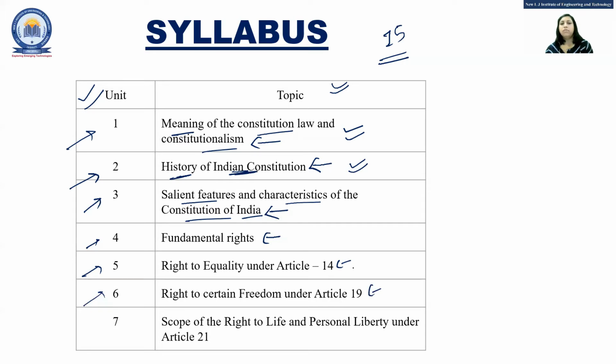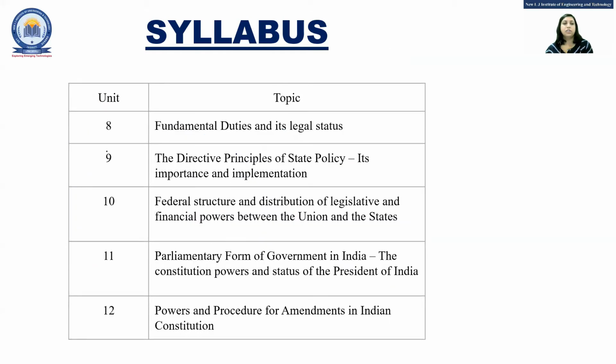So they are part of the fundamental rights, how they are drafted, and which impositions they have; everything will be covered in this. Unit 7 is about the scope of the right to life as well as personal liberty under Article 21. Time to time some articles can be changed or amended, but that is their basic nature. Unit 8 is about fundamental duties and their legal status, because along with the fundamental rights, we also have some duties.